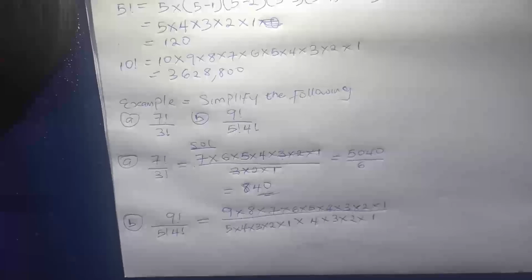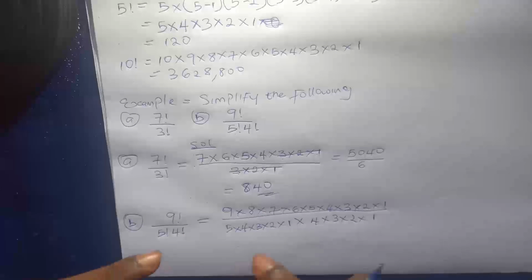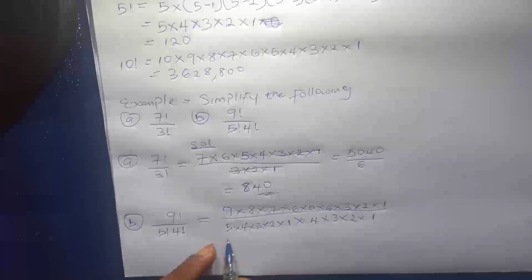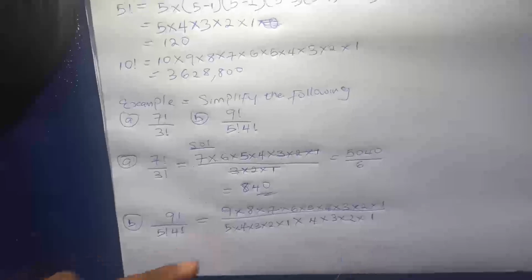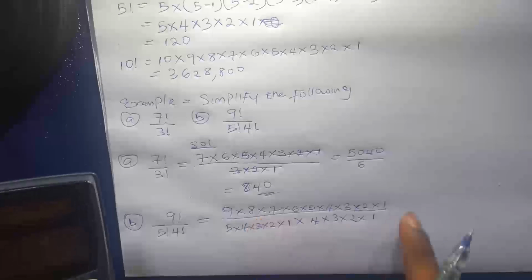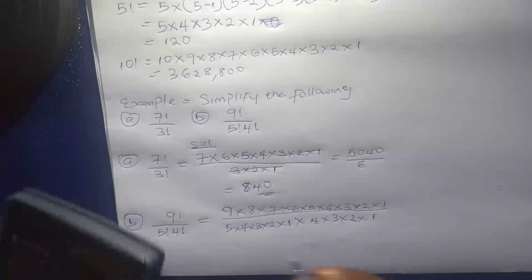So now, to use the first method I told you, you multiply all the values in the numerator, then divide by all the values in the denominator. So let's go. What is 9 times 8 times 7 down to 1? That will give us what?